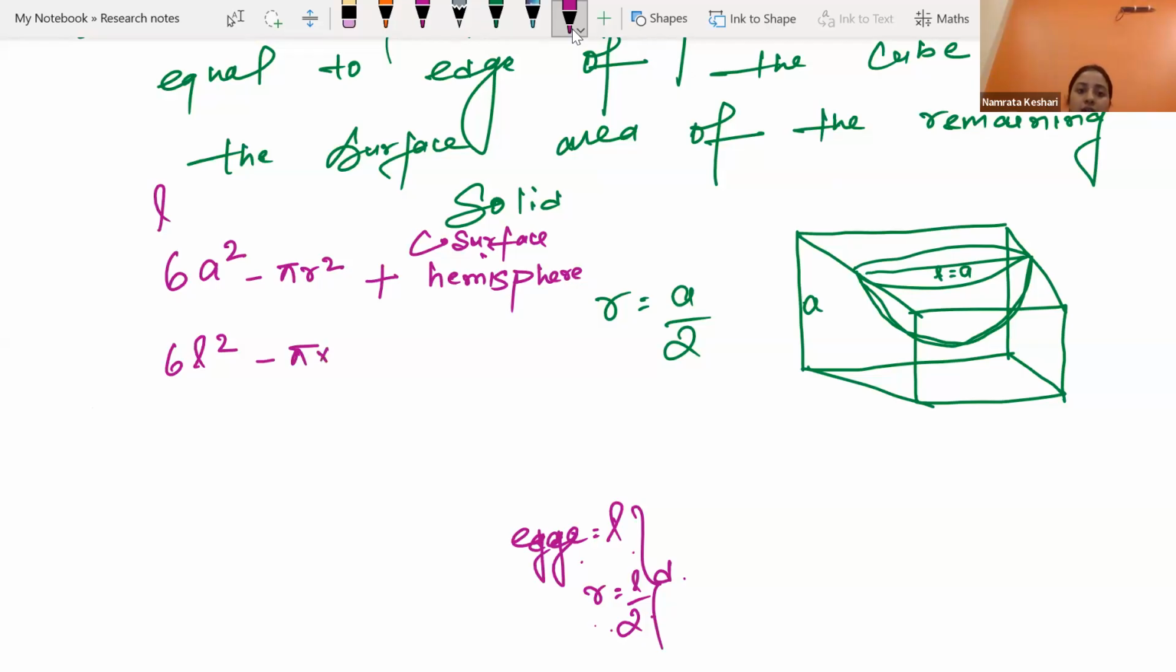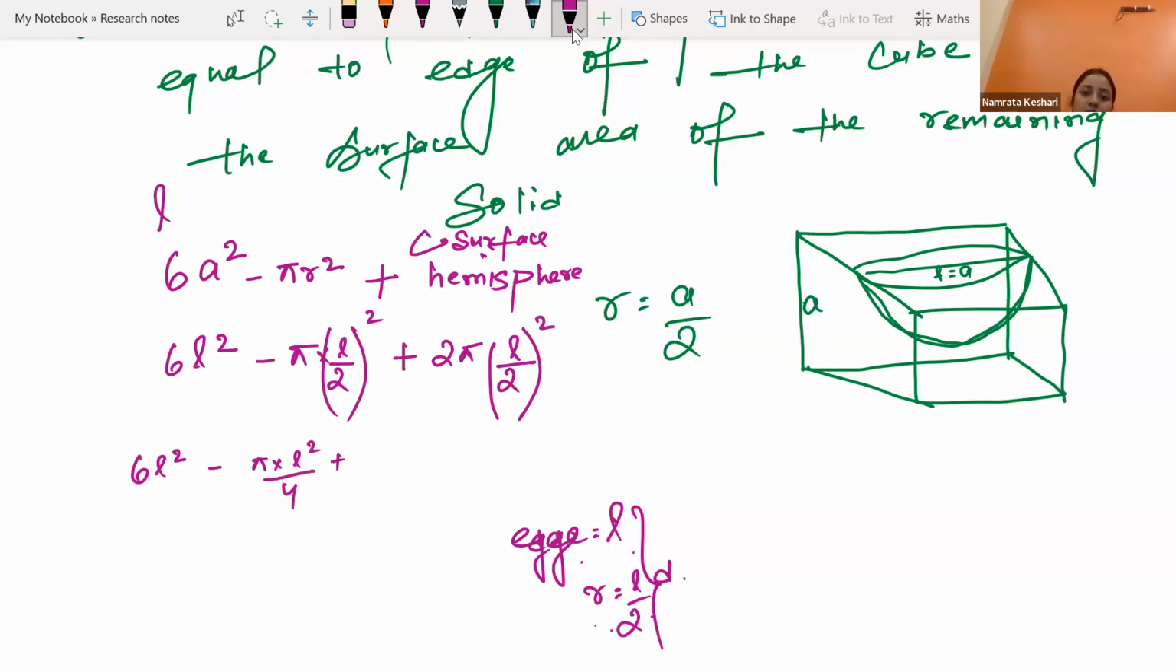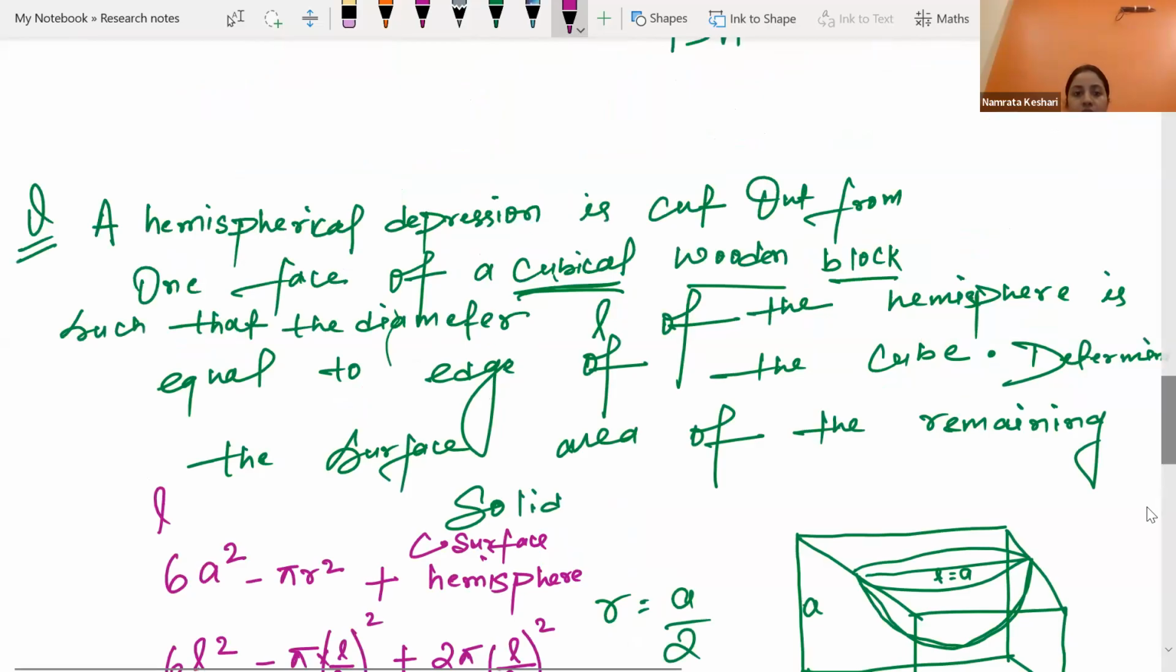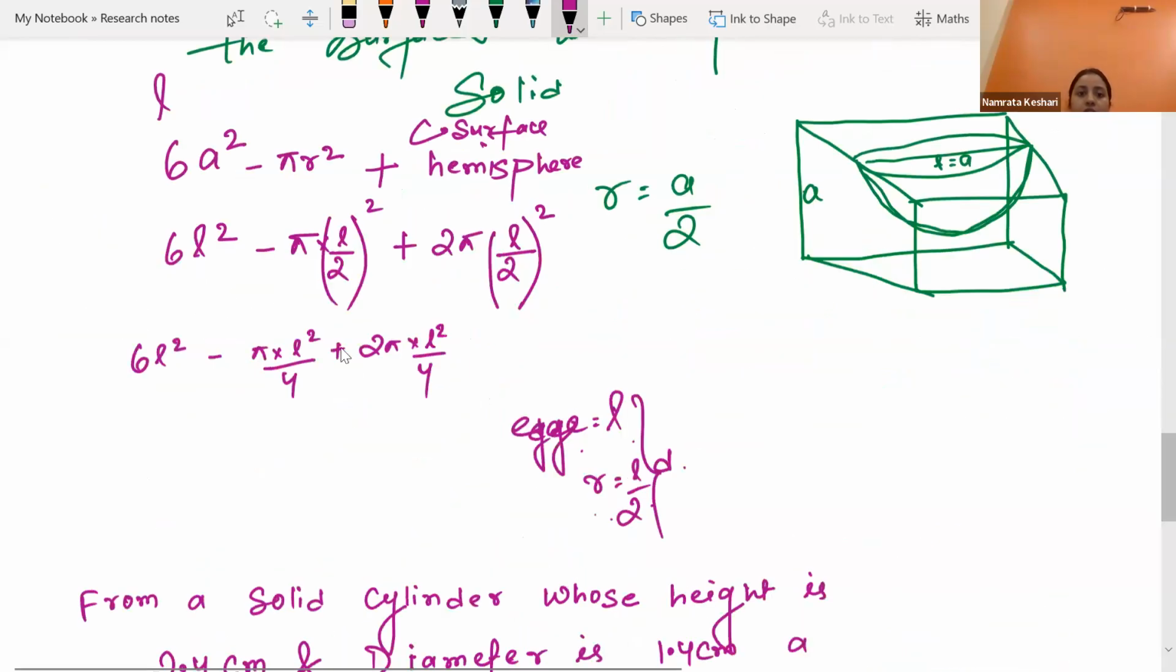So r square is L by 2 whole square, plus the curved surface area of the hemisphere, that means 2 pi r square. Okay, r is again L by 2 whole square. So it is 6l square minus pi into L square by 4 plus 2 pi into L square by 4. Ma'am, can you cancel the 2 and 4? Yeah, sure. I can cancel 2 with 4 like this.